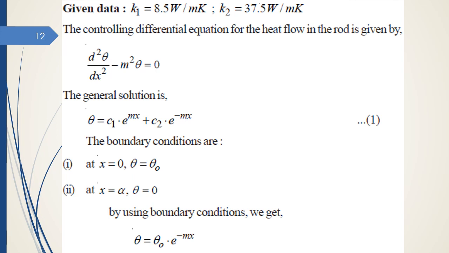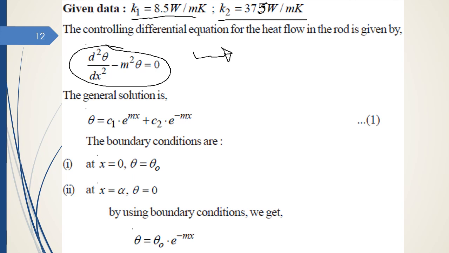Here I think not 37.5, it is 375. So K1 is 8.5, K2 is 375 watt per meter Kelvin. Now here the fin length is not given, and we'll learn only the first case. So we consider it is a case of an infinitely long fin.